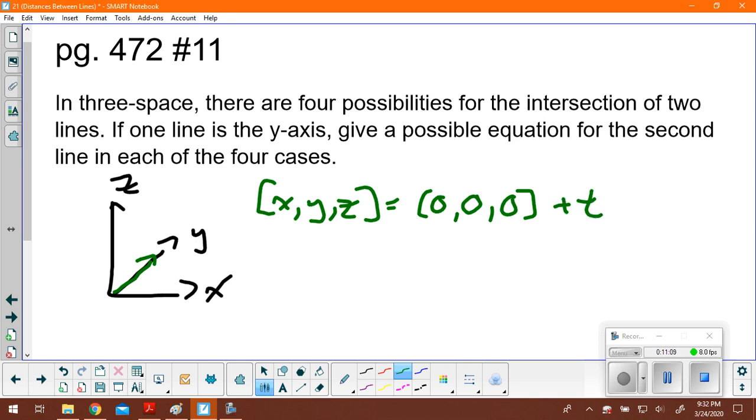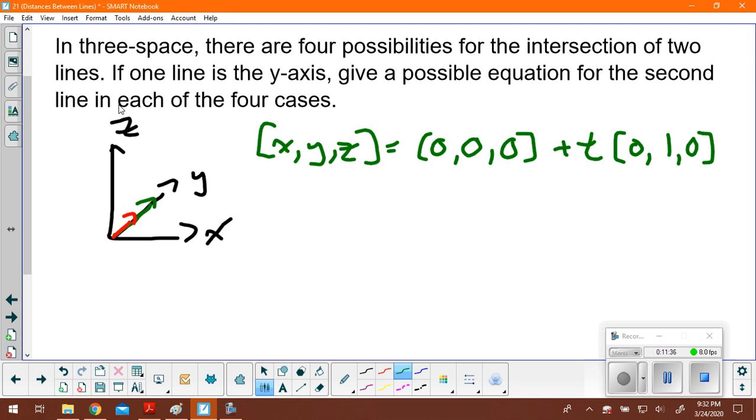Okay, what does a direction vector look like on y? Well, it's just in that direction. So say I go to the next point, my next one would be 0, 1, 0. So that's a possible direction vector. It could only move along the y-axis, so I can only have that y coordinate filled in. Okay, so that's what my y-axis equation could look like.